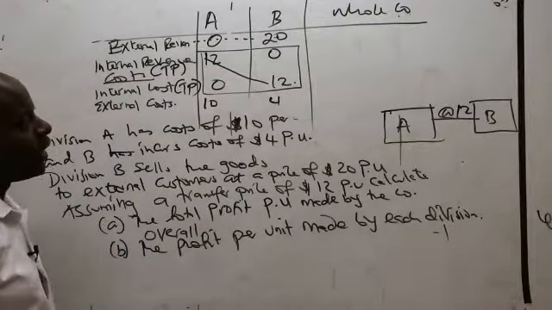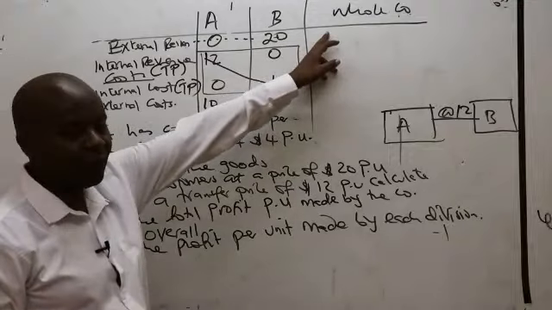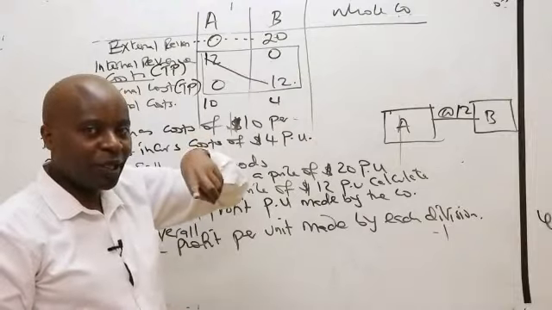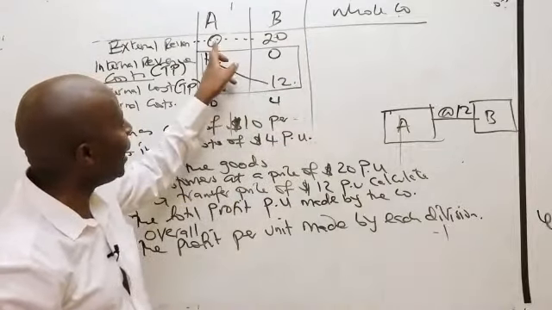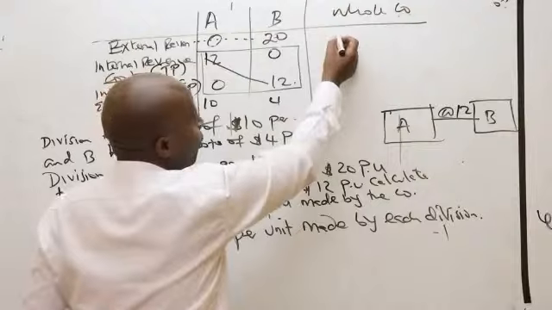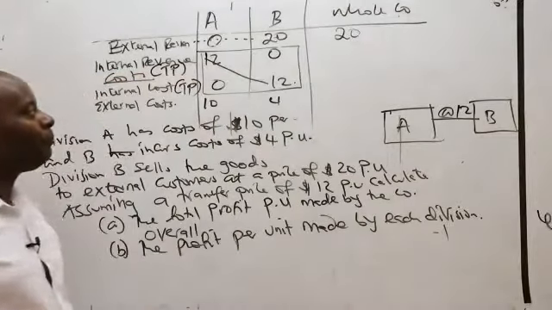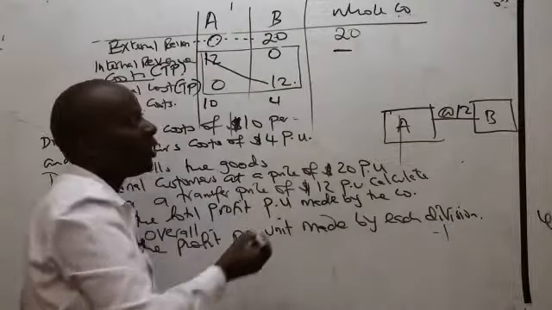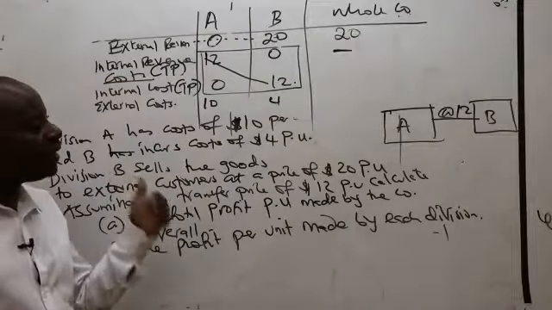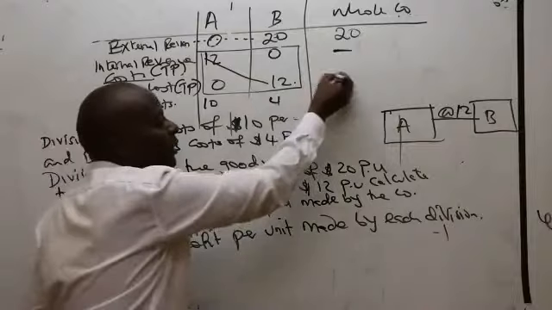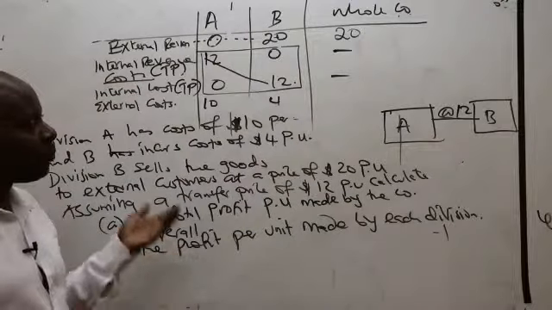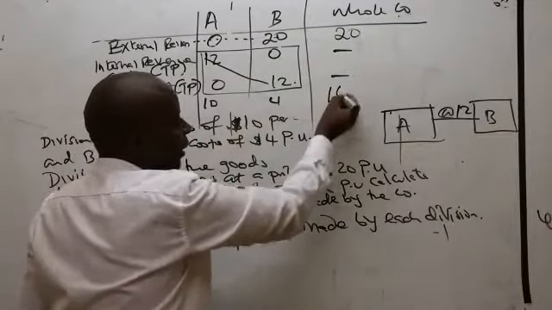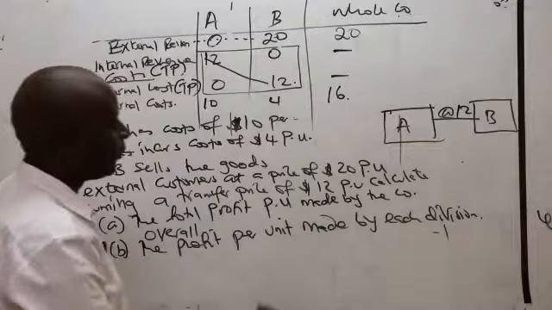Now come here to the whole company's perspective. From the whole company's perspective, anything external makes sense. So for external revenue, add the 0 plus 20, which gives me 20. Then anything internal does not make sense from the eyes of the whole company. Anything internal, you simply put 0. But for external costs, we add the 10 plus 4, which gives 16 like that.